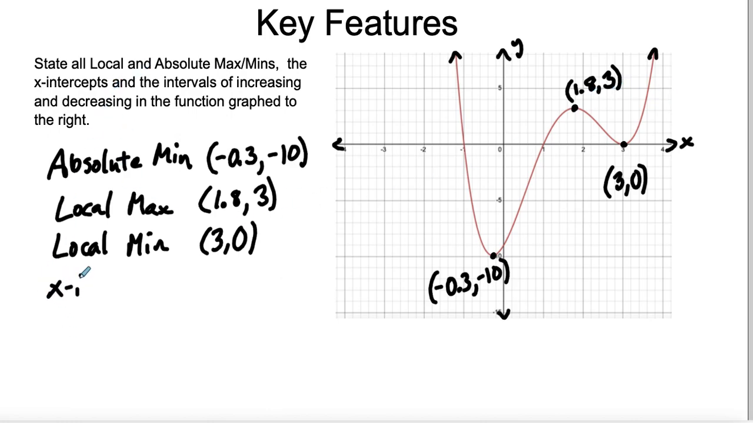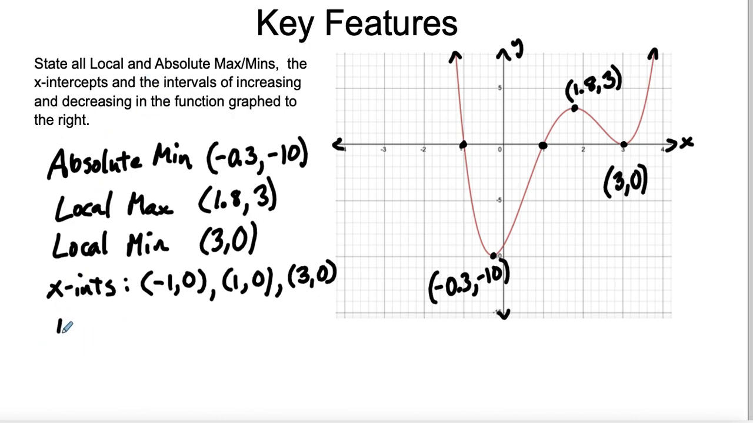X-intercepts, those are easy. We just look here and we find our x-intercepts. So those are going to be, and it's good to just write the coordinate points still, -1, comma 0, 1, comma 0, and 3, comma 0. So in this case, the x-intercept is also a local min. That doesn't always happen, but in this case it does.